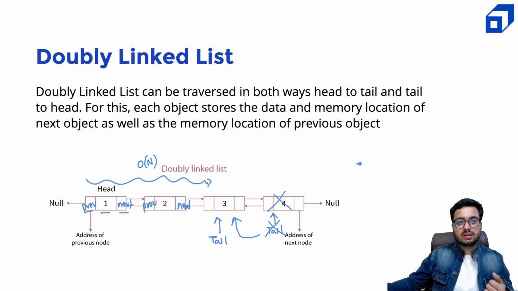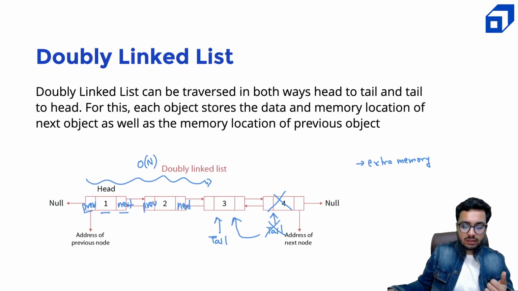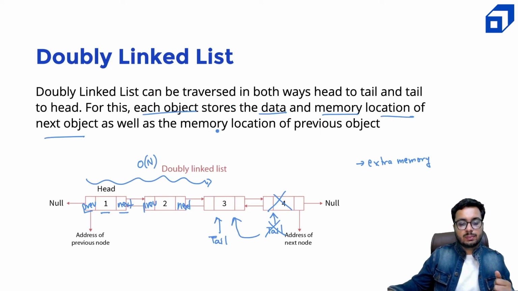So it comes at the cost of extra memory, but it can save some time. For example, if you want to delete something at the end, it can then be done in order one time. Insert at end can be done in order one time. Insert at head can be done in order one time. Remove at head can also be done in order one time. Right? So at both ends, you can do insertion and deletion in order one time, right? So each object stores data and memory location of next as well as the previous object, right? So this is something you can implement, right?